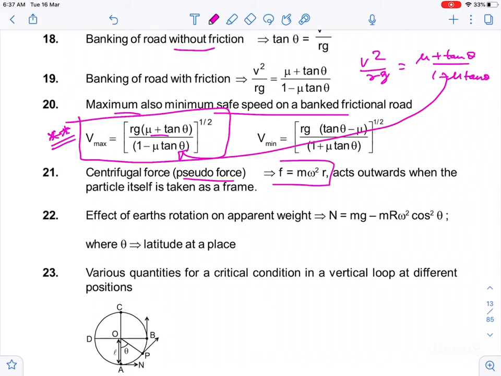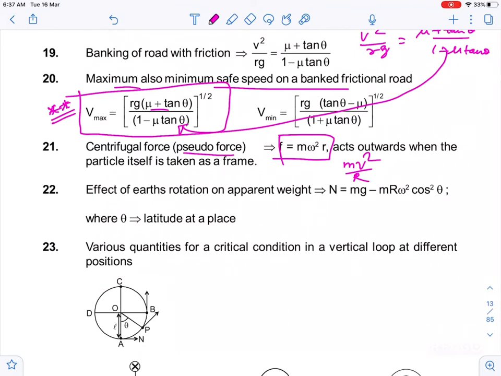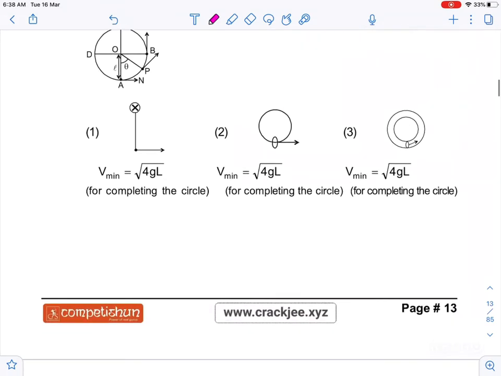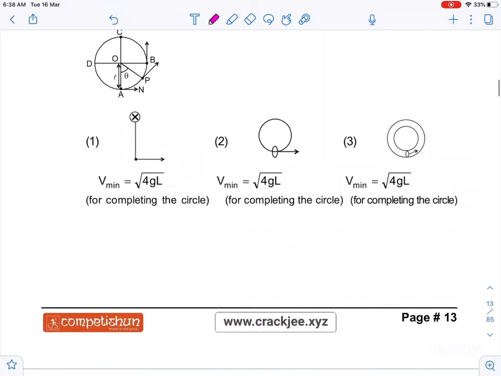Centrifugal force, I already told, is a pseudo force, m omega square r or m v square by r. You can use this result to calculate the effect of gravity on the rotation of the earth. So N is equal to mg minus m omega square r cos square theta. You have to keep this formula in mind, and you can find the derivation also.